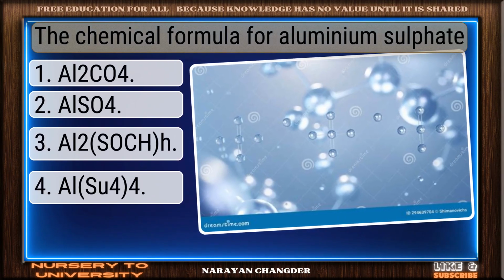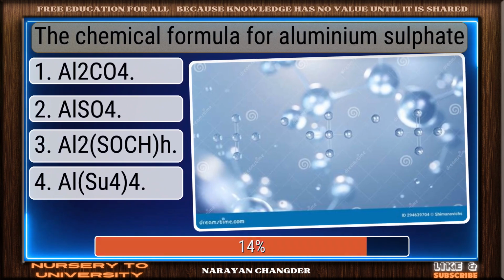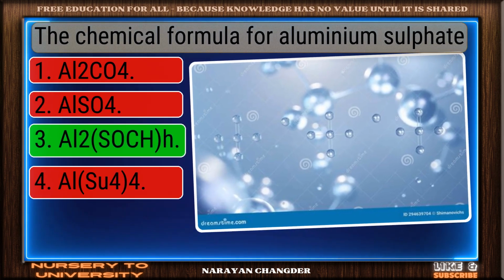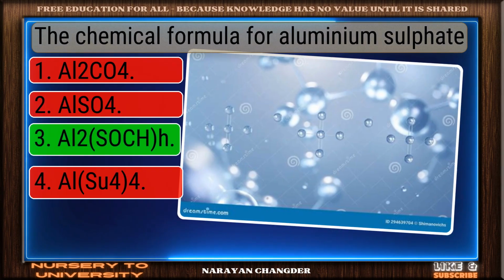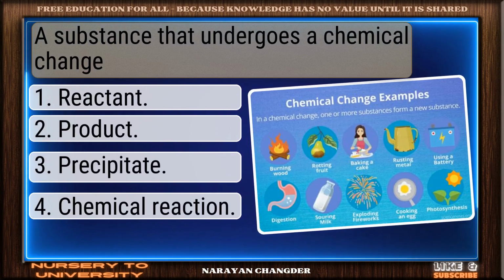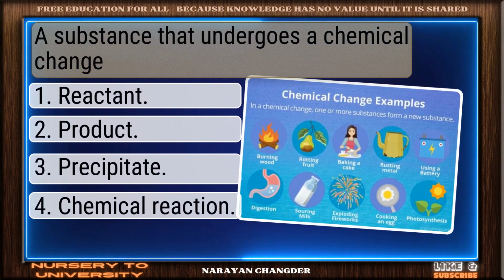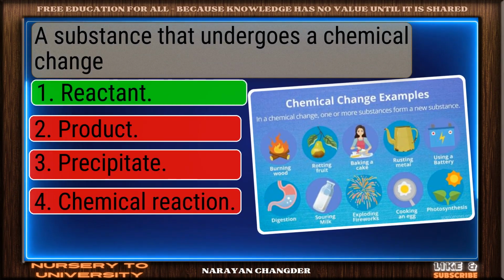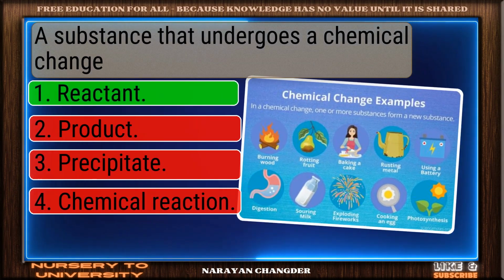The chemical formula for aluminium sulfate. Nice work. You chose Al2(SO4)3, and it is correct. A substance that undergoes a chemical change. Smart move. Reactant is an accurate answer.